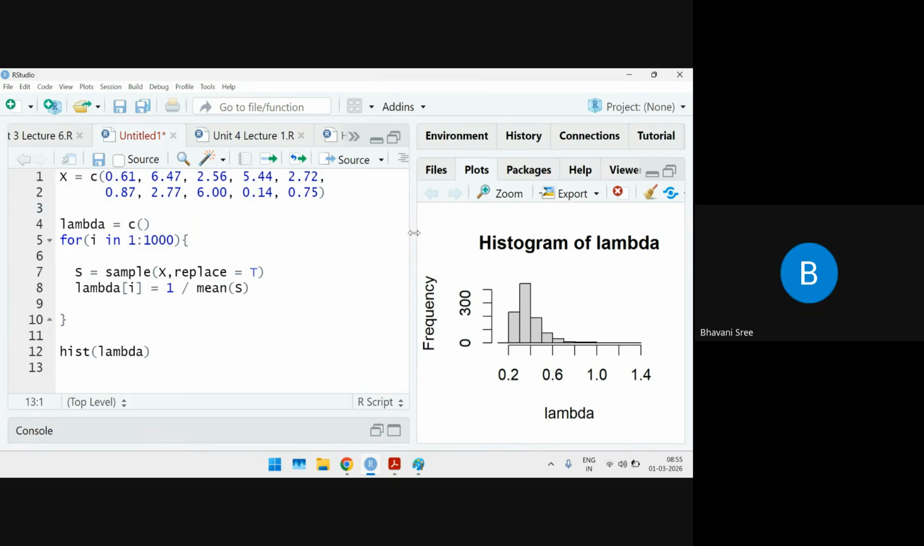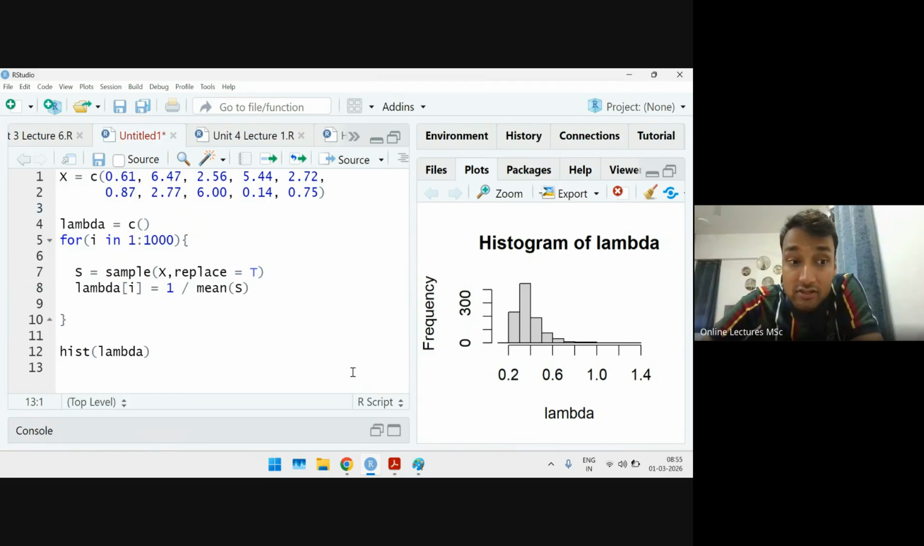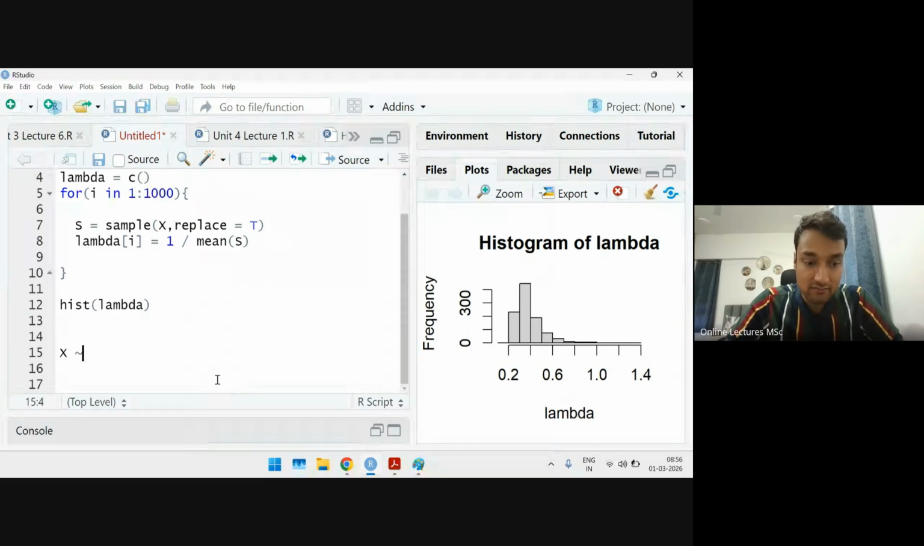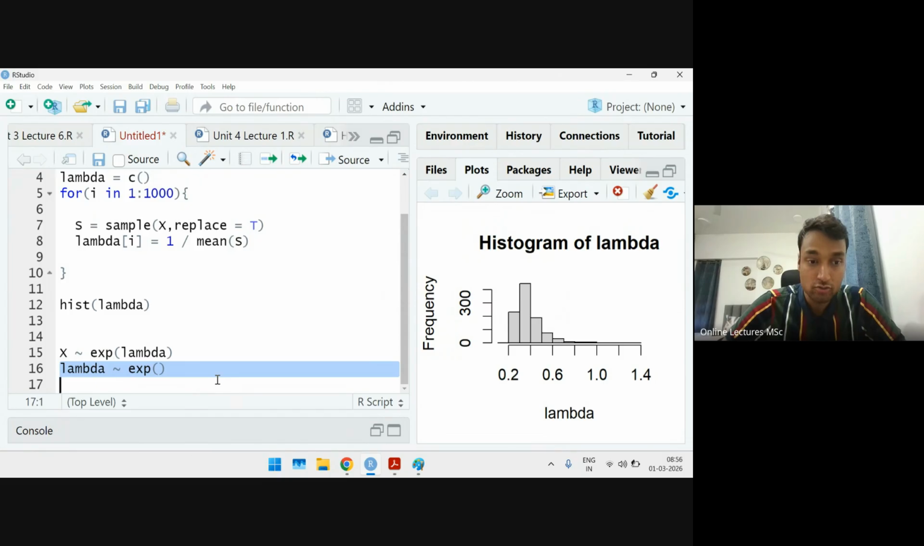The histogram is like a positively skewed distribution. See again, that is why, if you remember, I wrote 2 pointers here initially. See, Bhavani, X follows exponential with parameter lambda. Correct? That is given to me in the question. Will lambda also follow exponential? Did we learn anywhere something like this? Or do you think this should also be the case? Oh, got it, sir. Getting it? Yes.